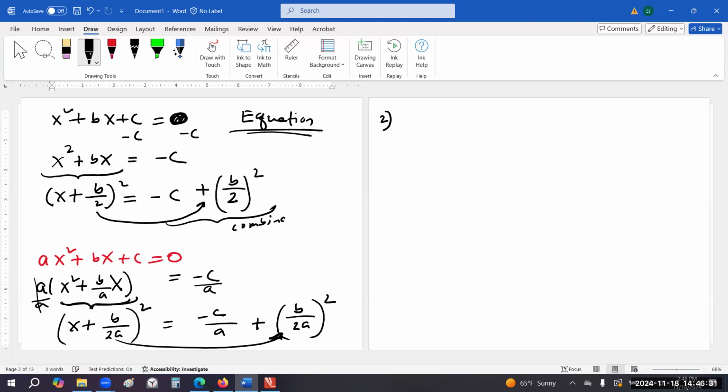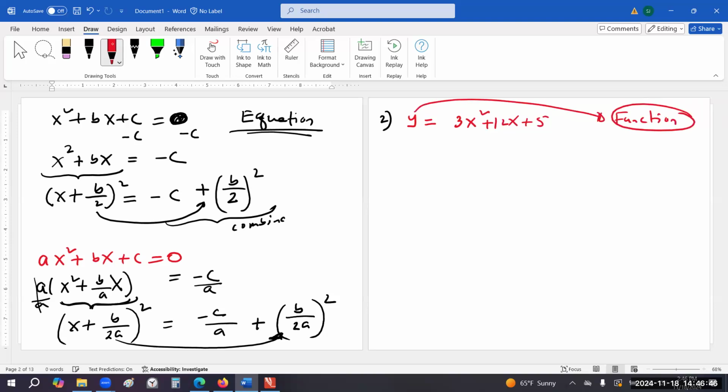Okay. So 2 says y equals 3x squared plus 12x plus 5. So this is a function, not an equation. It's a function because we have y on one side. That means we are going to subtract half of b.